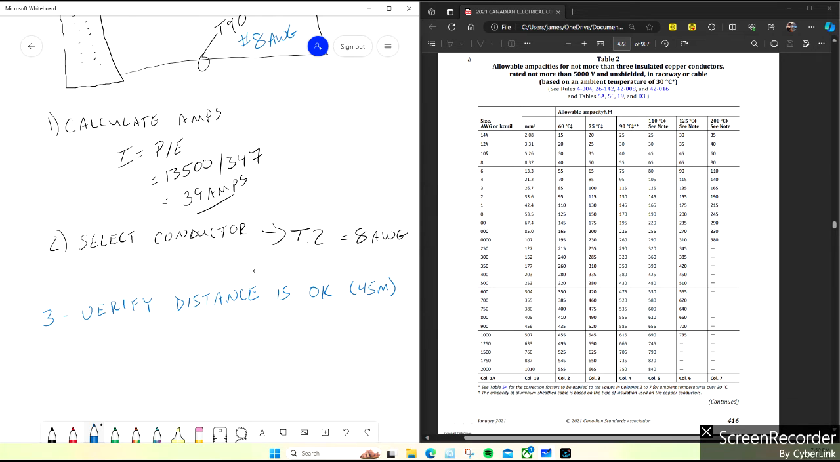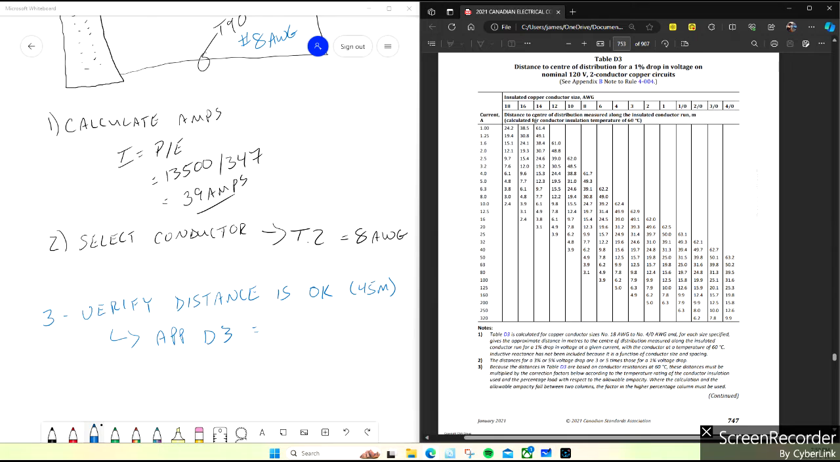Okay, so we know our load. We know the size of wire. That's all we need to do, because we're going to go to Appendix D3. Our load is 39 amps. We don't have an exact load of 39 amps as an option, so we will use the 40. And we're using an 8 gauge wire, so we can see 8 gauge is good for 6.2.